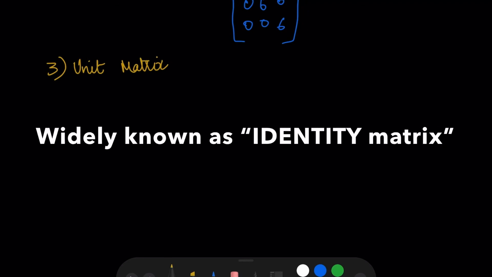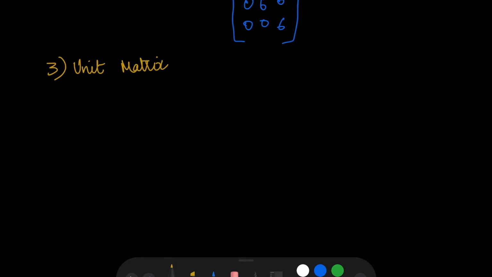So let us talk about the third type of square matrix. The third type of square matrix is a unit matrix. So as the name says, a unit matrix is a matrix where the elements are only present in the diagonal, and every element that is present in the diagonal is 1. That is the reason it has got the name unit matrix, because it has only 1 in the diagonal.